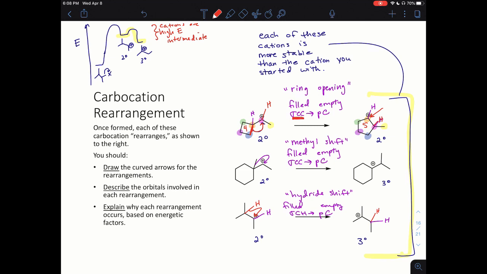Now this one is a little bit weird because you go from secondary to secondary, and so I probably shouldn't have started with this, but it relieves the ring strain. So even though the substitution pattern of the cation is the same, this has still gone downhill to lower energy because the ring strain is relieved. So that's why this first rearrangement happens. Spend some time with it.